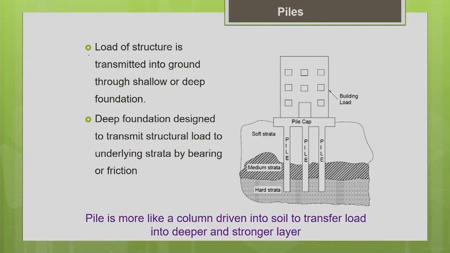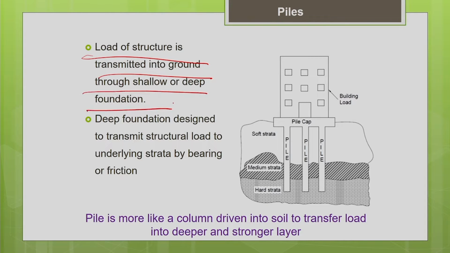The load of the structure is transmitted to the shallow or deep foundation, as I discussed just now. The deep foundation, that is a pile, is designed to transmit the structural load to the underlying strata. The load transfer can be either on the basis of end bearing or on the basis of friction, which we are going to discuss in the upcoming slides. Basically, the pile foundation acts like a column. A pile is like a column driven into the soil. It transfers the load from the structure deep into the harder and stronger layer which can bear the load.